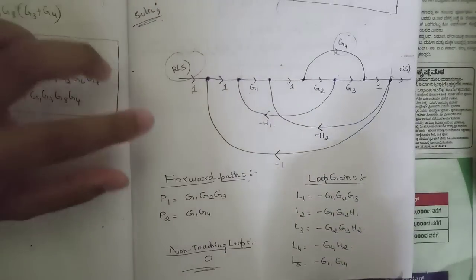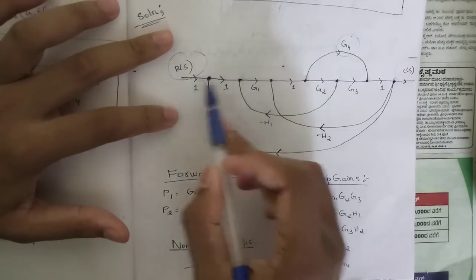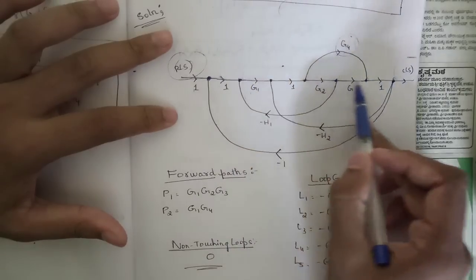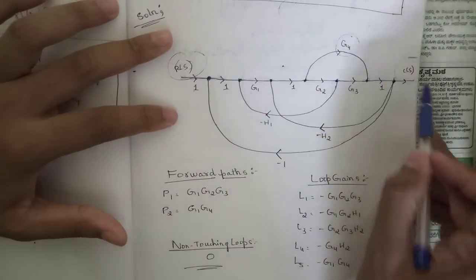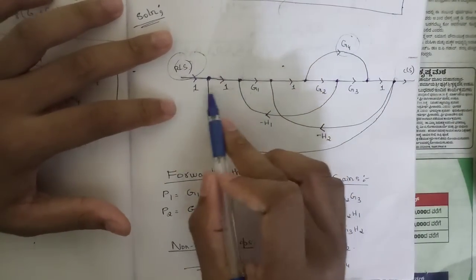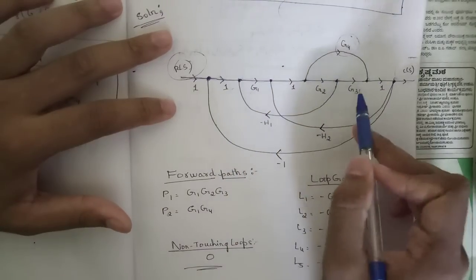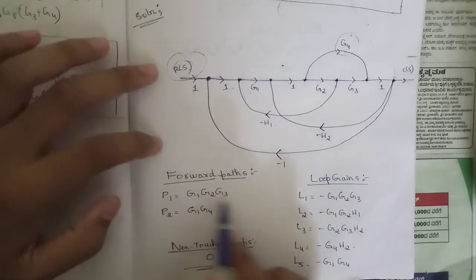So first thing is forward path. You can see that this one is one forward path from input to output. There is one forward path here from R of S to C of S in a straight line. That is, all the gains will be getting multiplied: 1 into G1, G2, G3, 1. So G1, G2, G3. This is the first forward path.